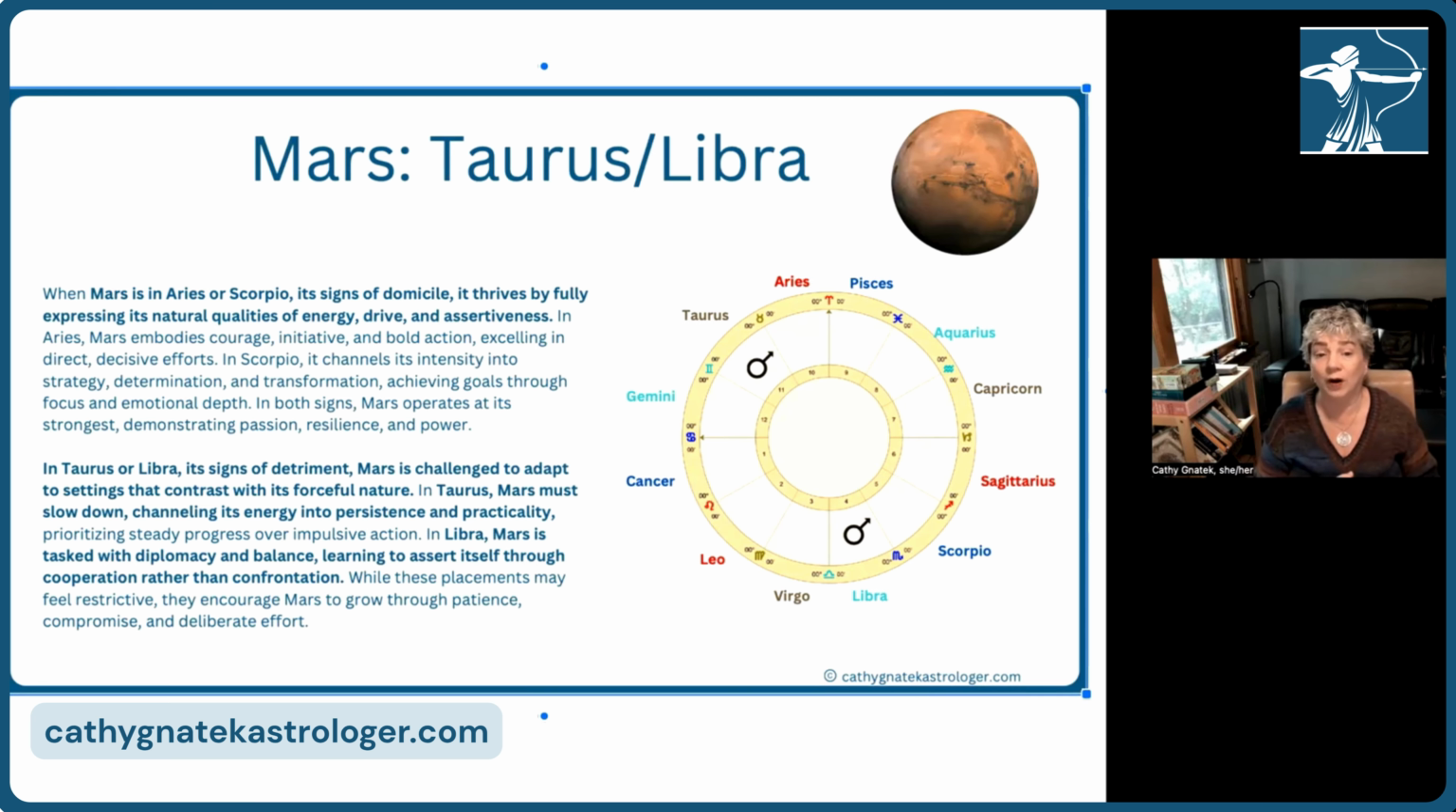In Scorpio, Mars channels its intensity into strategy, determination, this survival instinct, this stick-to-itiveness, this perseverance of Scorpio energy. It also likes to transform things. It's got an alchemical quality, Scorpio, and it achieves its goals through focus and emotional depth. In both signs, Mars operates at its strongest, demonstrating passion, resilience, and power.